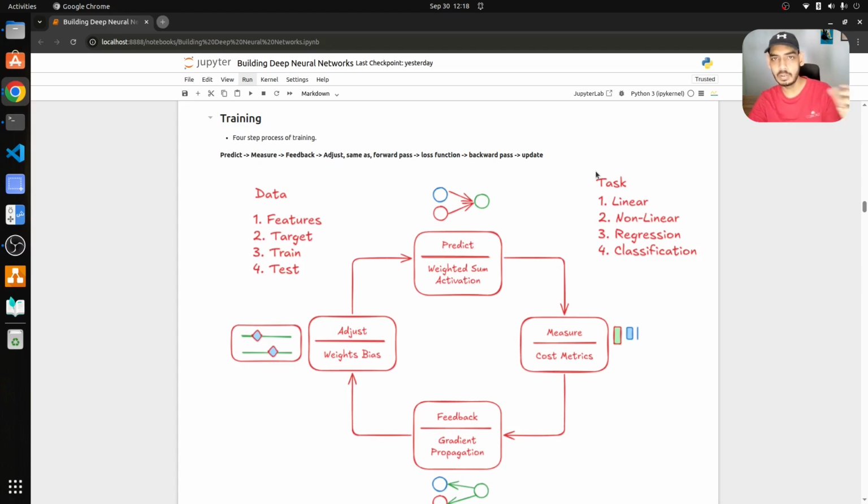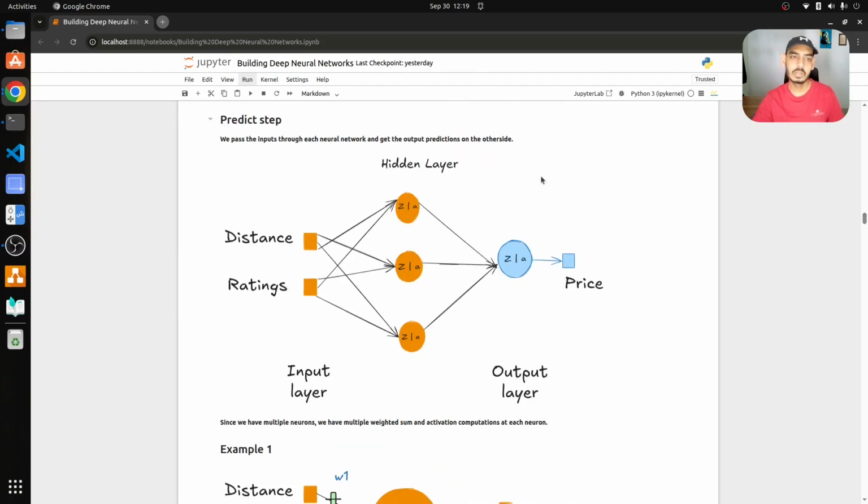Now since we have our data set and the task that we want to do, it has to go through this training cycle, which is predict, measure, feedback, and adjust. Basically that means forward pass, loss function calculation, then backward pass, and then weight updates. Now let's talk about the predict step, where we pass our input data to the neural network. We have distance and ratings, and we pass that to the three neurons in our hidden layer. First we have to calculate z, which is the weighted sum. Then we pass that weighted sum to the activation function.